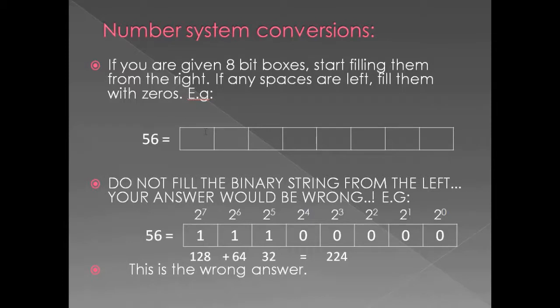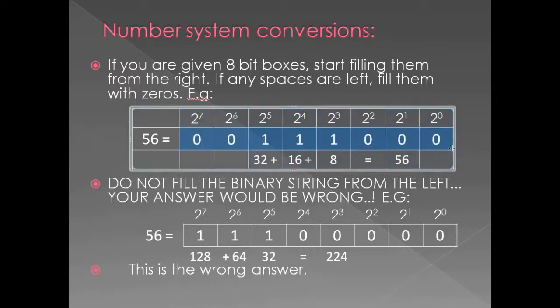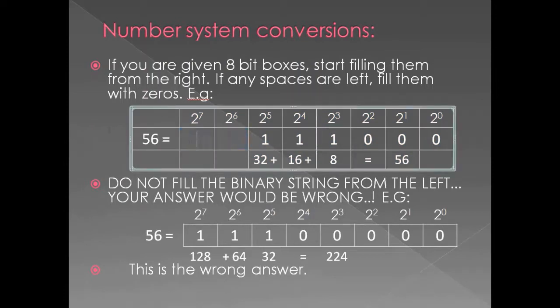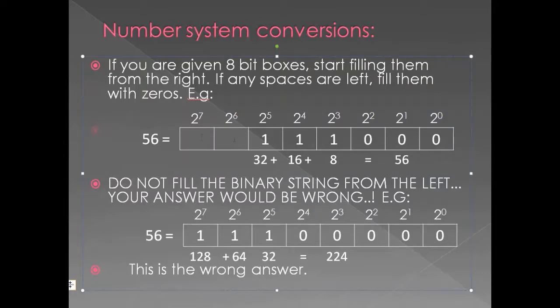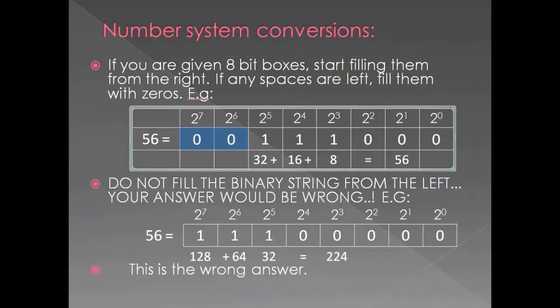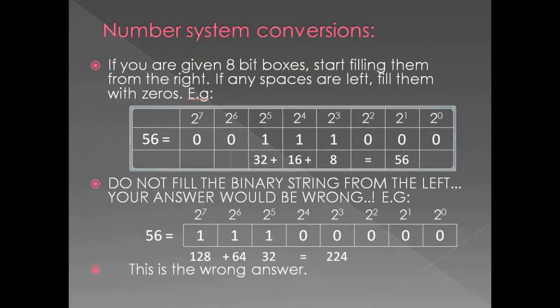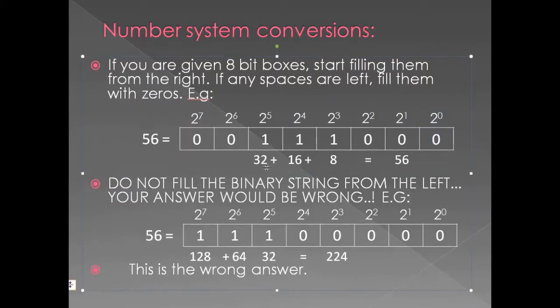So how do you fill them? Always start filling them from the right. Okay, like this, 3 zeros 3 ones, and then you're left with this. The empty boxes you're left with, just put a 0 over there. Do not fill the binary string from the left like this and then add the zeros at the end, otherwise your answer would be wrong. How? See, I have solved this. This turns out to be 56, but if I solve this, this turns out to be 224, so your answer would be wrong. You are going to lose your marks.